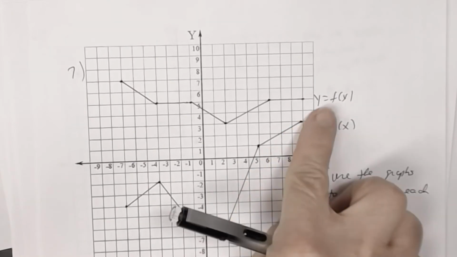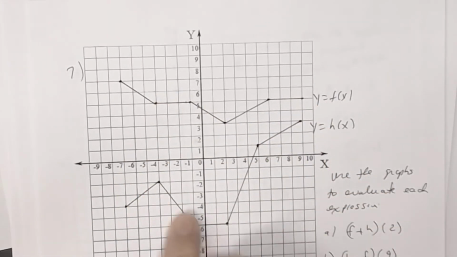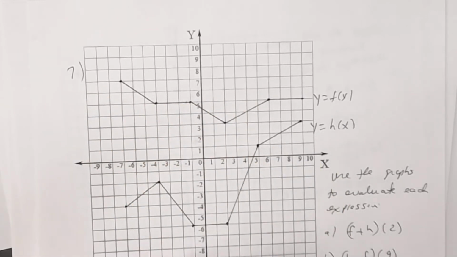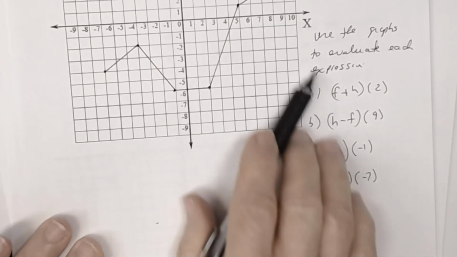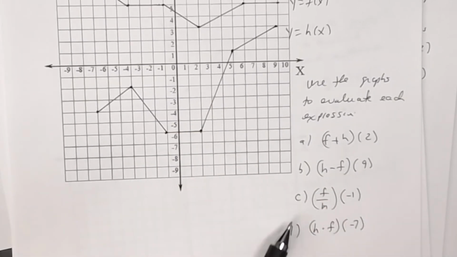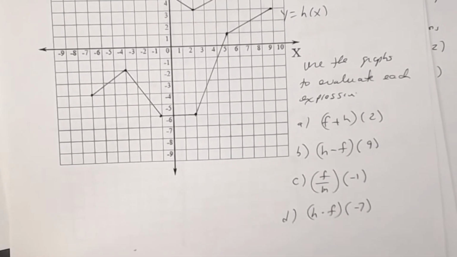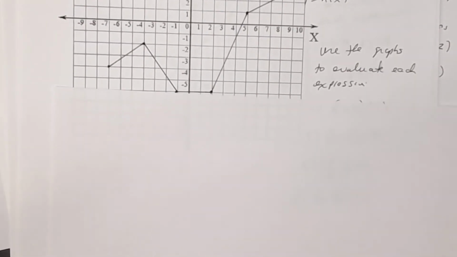Okay, so here's my function f right here, and here's my function h. So this is h, this is f. All right, and you want to use these graphs to evaluate each expression. All right, so let's look at the first one, letter A. So this is 7a.